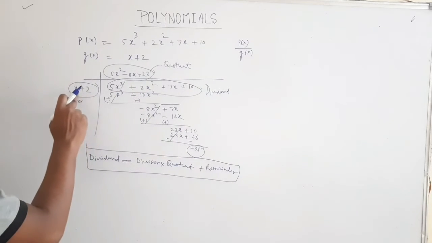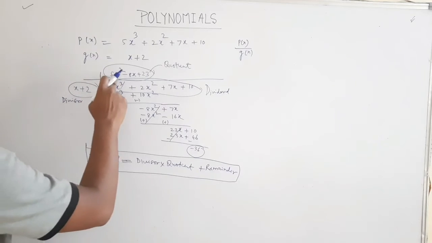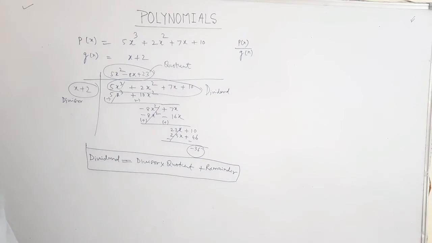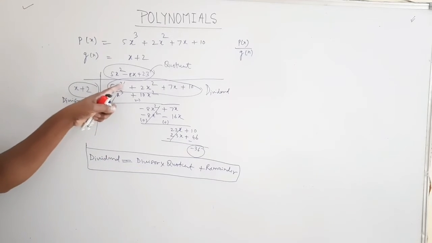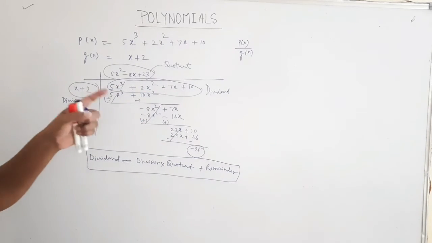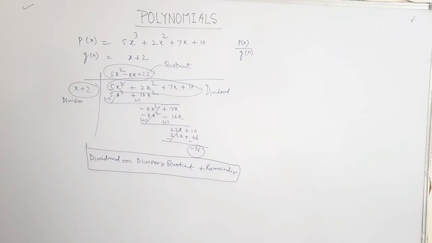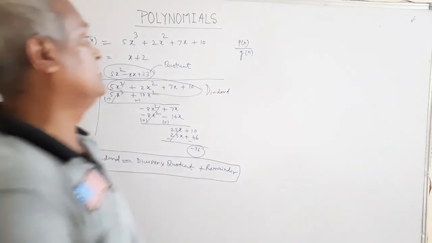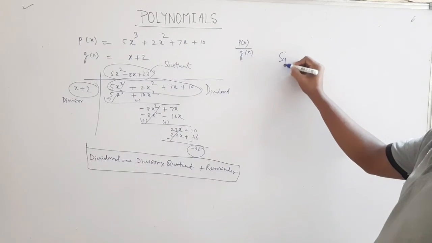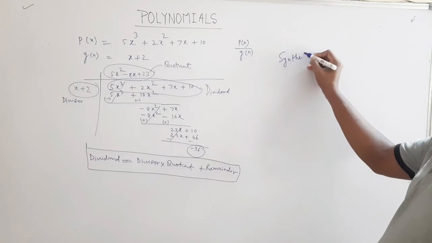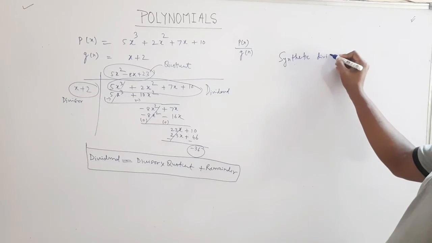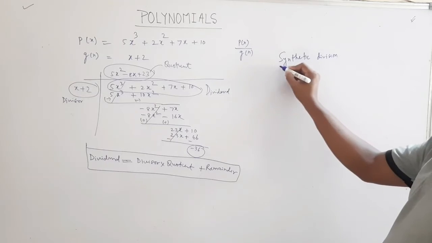Like if you multiply x plus 2 with 5x square minus 8x plus 23 and add 36 to this, you will get 5x cube plus 2x square plus 7x plus 10. Now there is another shortcut way of solving this, and that is called synthetic division. How do you do that?